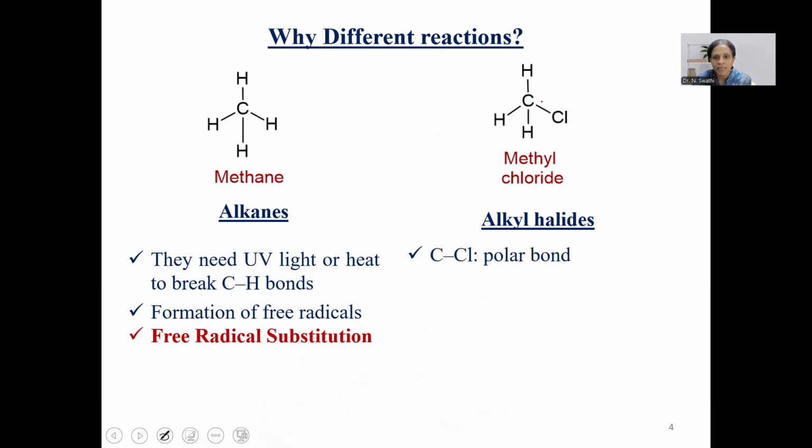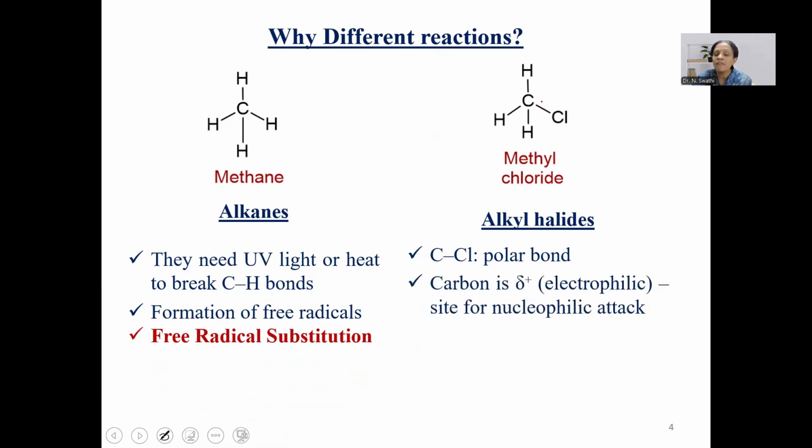Coming to alkyl halides, due to the polar carbon-halogen bond, an electrophilic carbon is created. This electrophilic carbon acts as the reactive site for nucleophilic attack. Hence, alkyl halides undergo nucleophilic substitution reactions. So, due to non-polar covalent bonds, alkanes undergo free radical substitution in the presence of UV light or heat, while in alkyl halides, due to the polar covalent bond, an electrophilic carbon is created, hence they undergo nucleophilic substitution reactions.